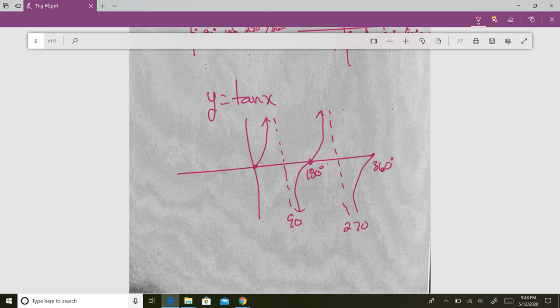There's no questions for this. You just need to commit those to memory because the next section or the next lessons are basically doing transformations on these. I know everybody hates transformations, but it's transformations of trig functions. Please commit those to memory.